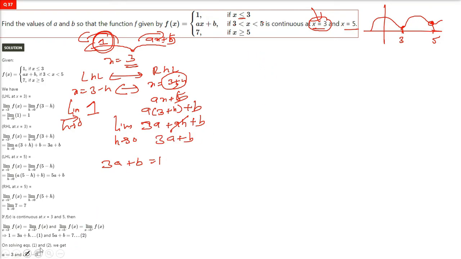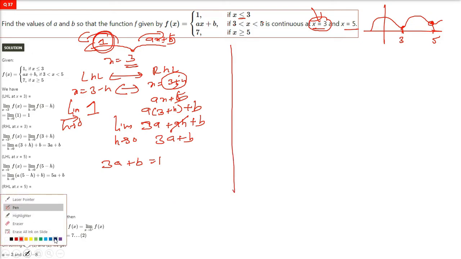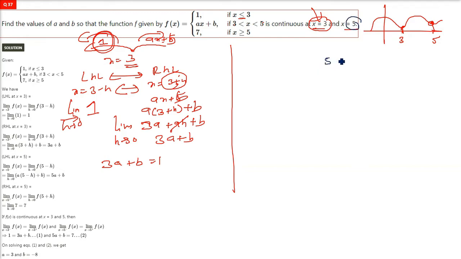Now since the function is declared continuous at x equals 3 and x equals 5, we'll do it for x equals 5. Left hand limit, right hand limit. If you go back, it will be ax plus b. If you move forward, there is no x on the right hand side, only a constant, so you can place it as 7. I'm sorry for this b, I'm again and again saying 5.